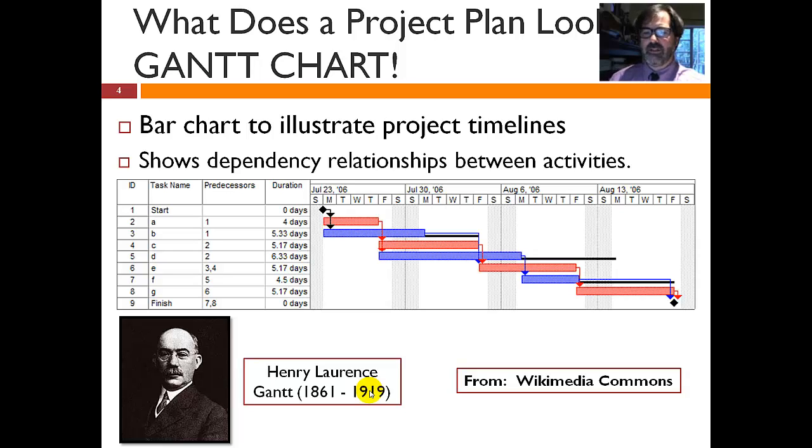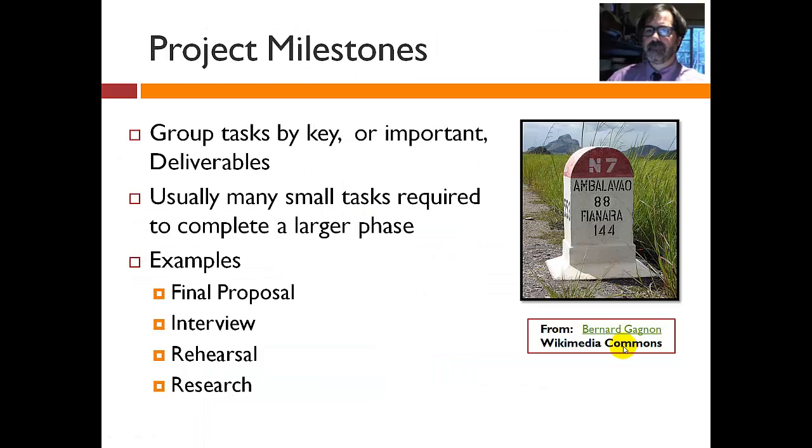What does a project plan look like? This is an example of a Gantt chart, which is a visual representation of a project, the project timelines. Often it shows dependencies, relationships between activities. So, for example, if you're organizing a barbecue at school, you have to make sure you have the burgers before you start barbecuing. You have to make sure you have got your barbecue organized, etc. Okay, so that's a Gantt chart.